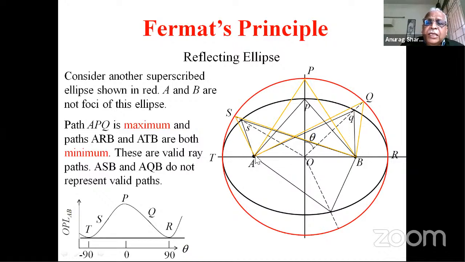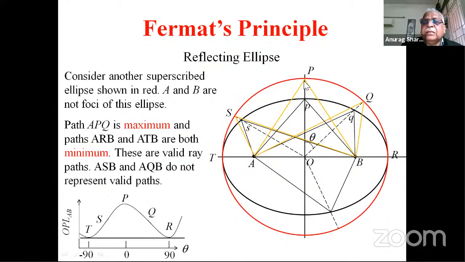Now let us look at this yellow path, that means A, P, and B. A, P, B is of course larger than A, small p, and B, and A, small p, B is the original ellipse, so that is a particular path. So A small p B, or A small q B, or A small s B, they're all equal. But in this case, since A and B are not foci of this red ellipse, they're not all equal. But you can see from here that this A capital P B is larger than A small p B. Similarly, A S B is larger than A small s B, and A capital Q B is also larger than this. But as I move in this direction, this difference becomes smaller and smaller.